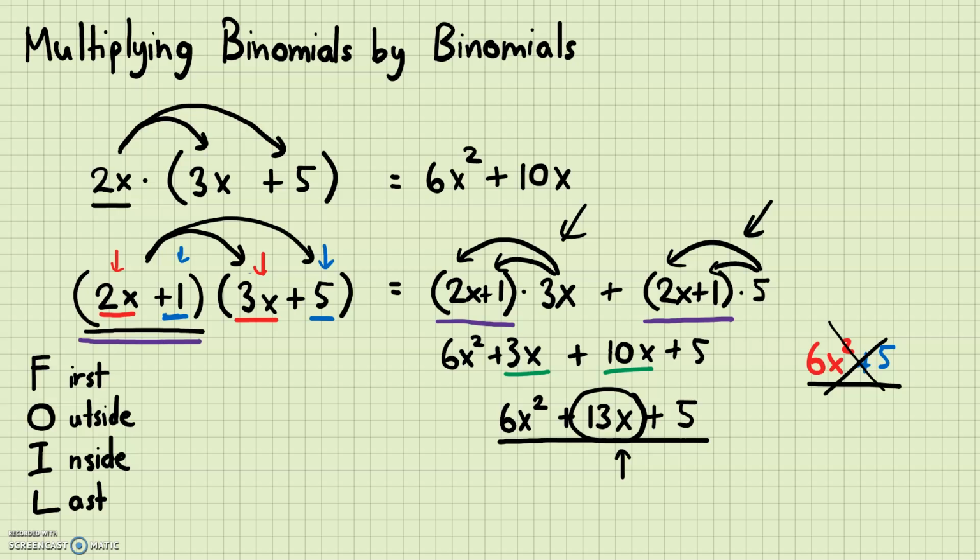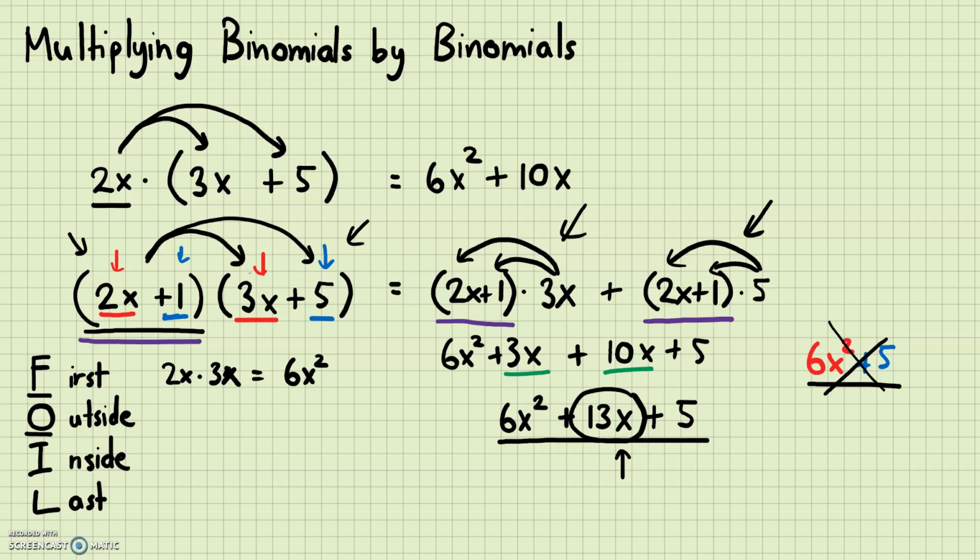When you look at these two binomials, let's look at the same two binomials: 2x plus 1 times 3x plus 5. We multiply the first terms together. That's what the F is doing. The first term is 2x here and 3x here, right? So we do 2x times 3x, which is going to be 6x squared.